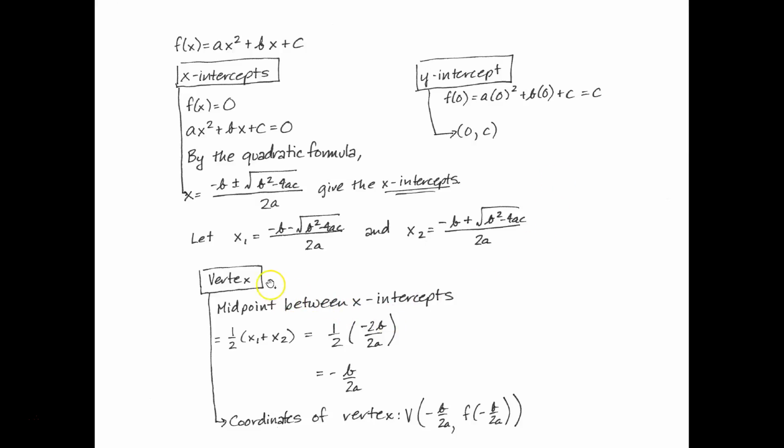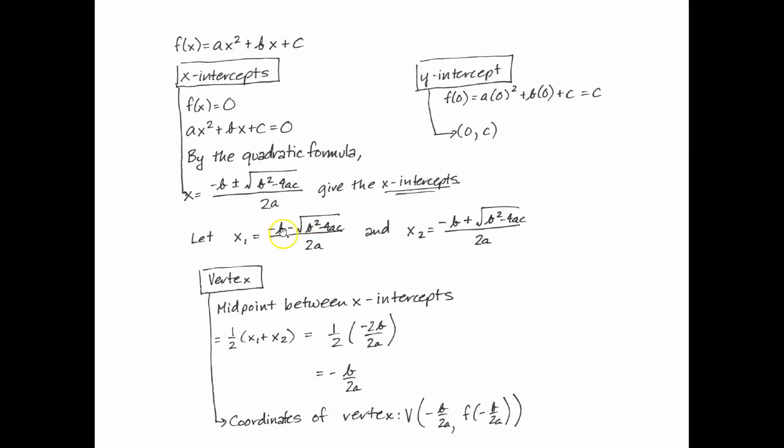So the vertex is the midpoint between the x-intercepts. So if I let x sub 1 be the x-intercept that comes from taking the opposite of b minus the square root of b squared minus 4ac over 2a, and if I let the second x-intercept come from negative b plus the square root of b squared minus 4ac all over 2a, if I find the midpoint between those, that means taking half the value of the sum of these two values.